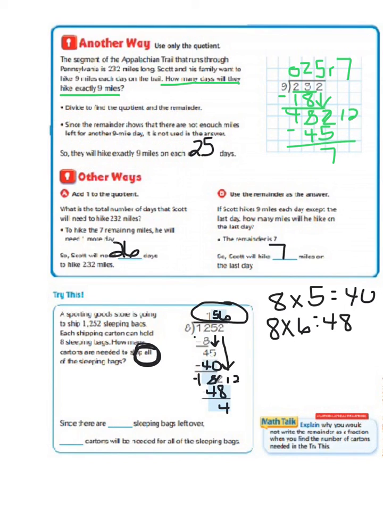So come back over here. Since there are 4 sleeping bags left over, we are going to need 156 cartons to contain those, but with 4 left over, we are going to need 1 more carton. So we will need a total of 157 cartons in order to successfully ship all of the sleeping bags.